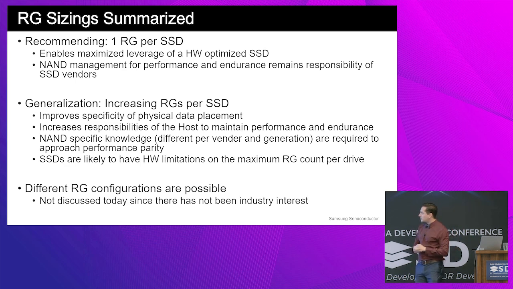So, summarizing from an RG perspective, I'm obviously recommending one RG for the SSD. It does leverage that hardware optimization, the NAND management as well. Even though I'm not in favor of it, I think there will probably be continued discussion for more RGs per drive. When you have more RGs per drive, as you increase the RGs, you can improve the specificity of the physical data placement. It will do that, at the increased cost of performance and endurance, and the NAND-specific knowledge is harder to carry over across the different vendors and generations.